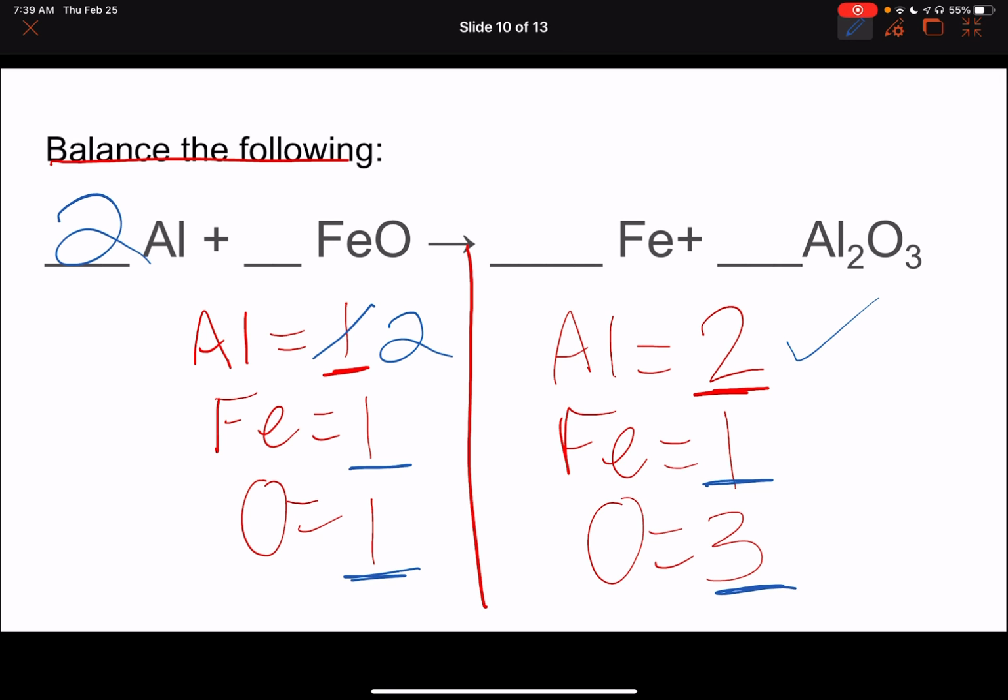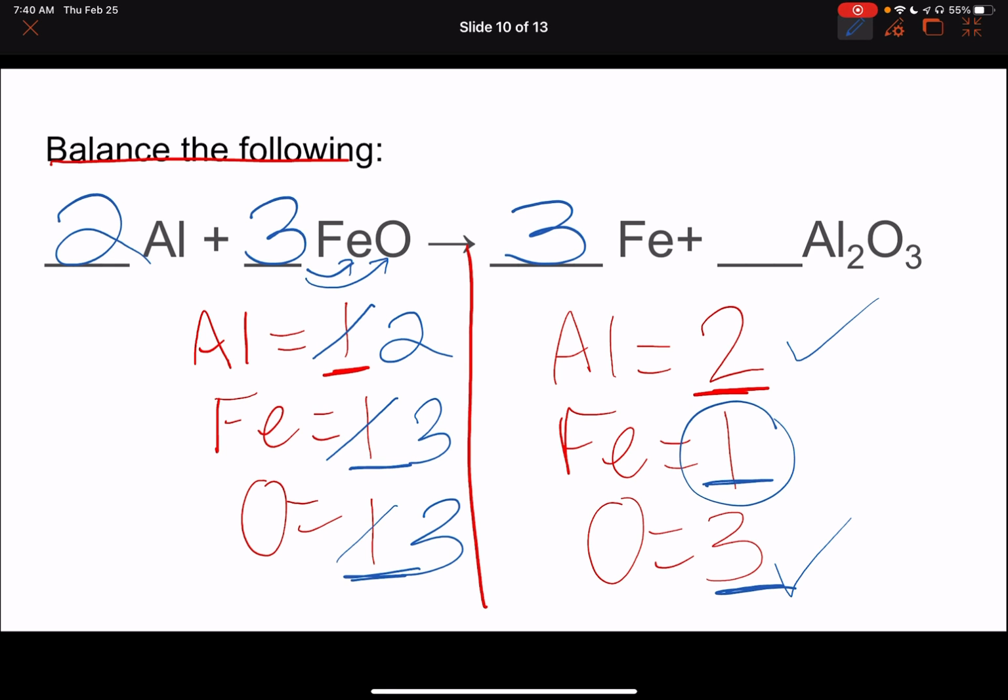How do I make a 1 look like a 3? I'm going to place a 3 up top. That not only changes my Fe, but it also changes my O. So now my O's are good, and then go back and balance that Fe. And we can put a 1 in the last one.